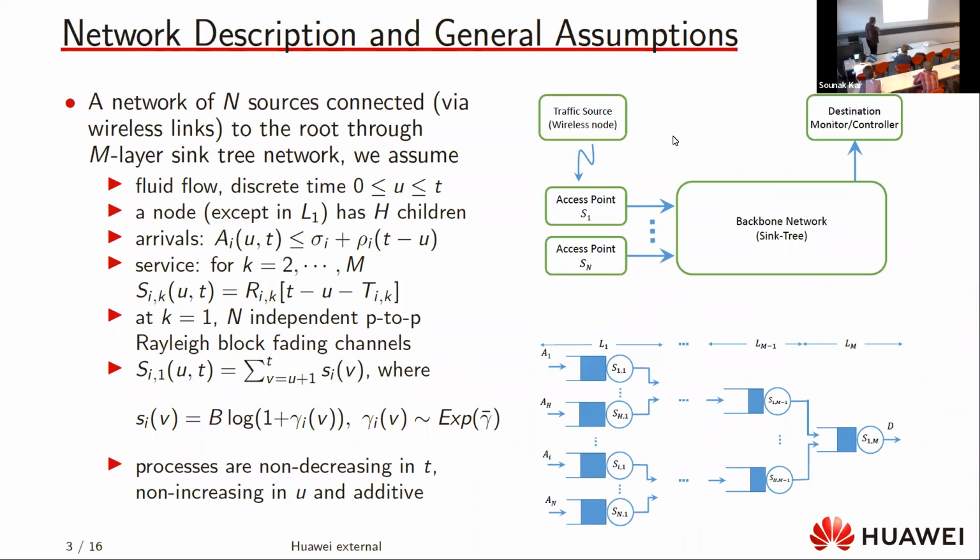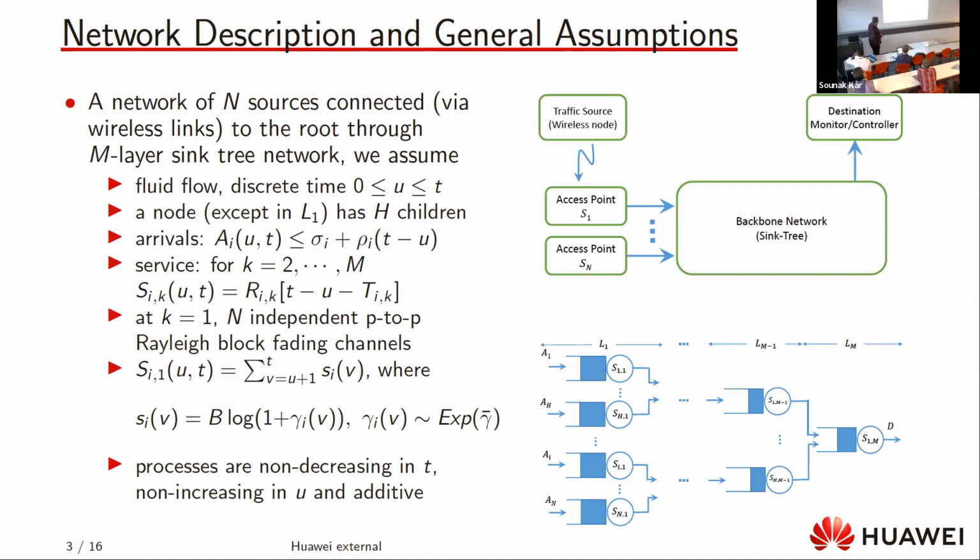To jump right into it, this is the model that we have. We have traffic sources, each wirelessly connected through an access point. Then we have a backbone network, which we can model by a sink tree, and it goes to the root node, which is the destination. These are some simple assumptions. We model this as a sink tree with M layers, and each node, except of course for layer 1, has a number of children.